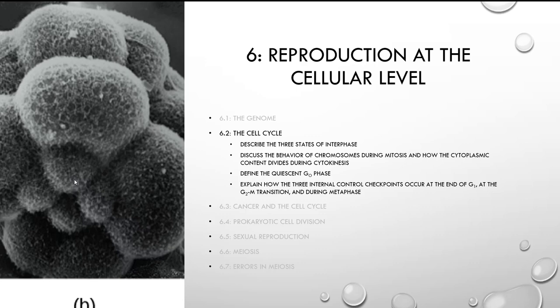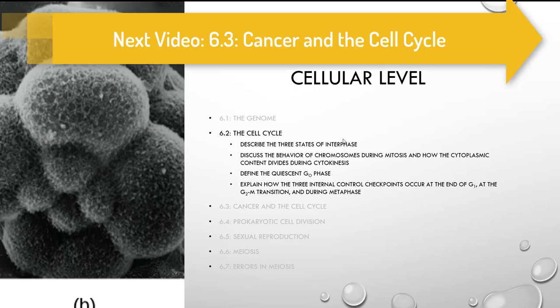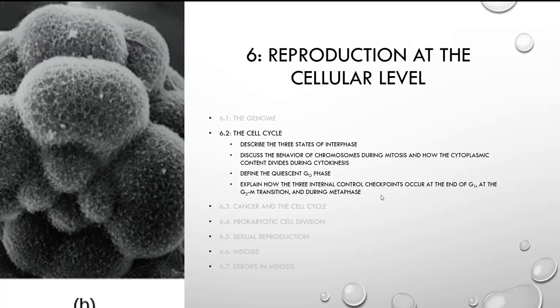You should be able to define what happens during the G0 phase and how long it can last for some cells. You should also be able to explain how the three internal control checkpoints occur at the end of G1, the G2, and during metaphase. All right. So in the next video, we're going to get into cancer and the cell cycle. So this is when we have some errors that occur, and that could lead to cancer. Okay.